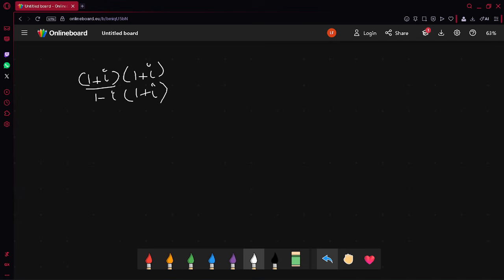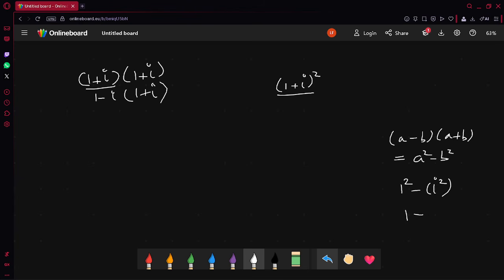Now we could see on the top it's 1 plus I whole squared. And on the bottom, it's a squared minus b squared. What is that? So this is a minus b times a plus b. And this gives us a squared minus b squared. And here a equals 1 and b equals I. So that would be 1 squared minus I squared. 1 squared is 1 and I squared is negative 1. So 1 minus negative 1 is 2.